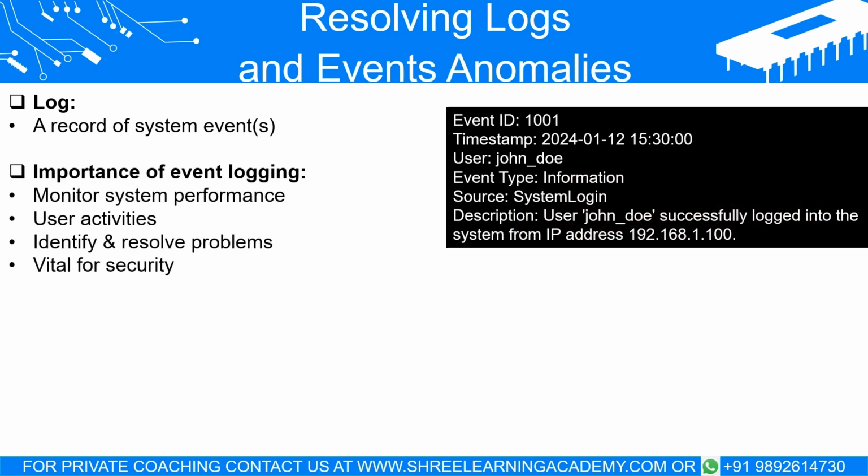The importance of event logging. Before we dive into the anomalies, it is essential to understand why logging is vital. Logs help administrators monitor system performance and user activities. They offer valuable insights that allow IT personnel to identify and resolve potential problems, often even before they impact system users. For instance, a sudden spike in CPU usage might be logged before any system slowdown is noticed by users. By checking the logs, IT staff can identify the issue and solve it preemptively.